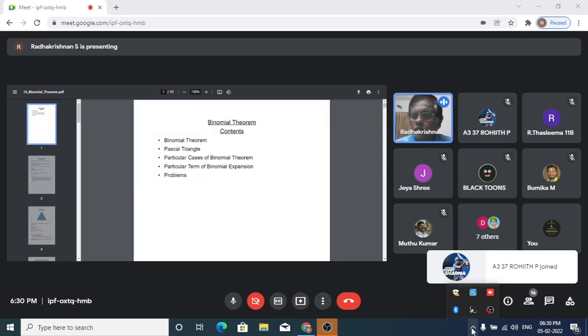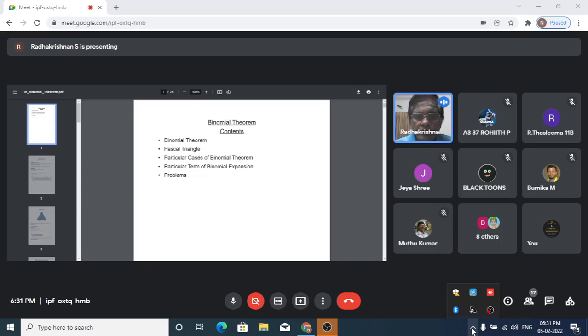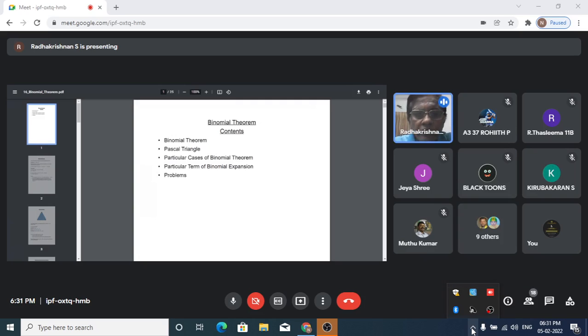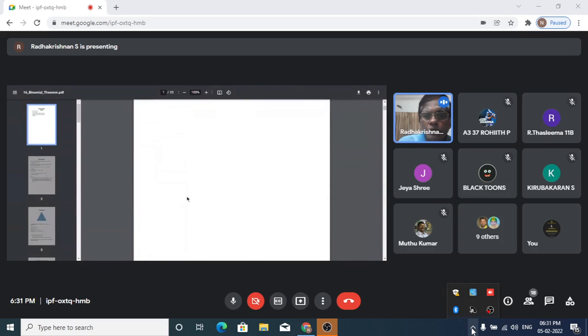Okay, so let us get started. It's 6:30 now. Okay, so welcome children. So today's class is going to be about binomial theorem. So இதெல்லாம் தான் we are going to cover: binomial theorem as such, அப்புறம் Pascal triangle, அப்புறம் particular cases of binomial theorem, particular term of binomial expansion. So these things we will cover in about 15 minutes to half an hour. After that, we will do problems. So as usual, I have identified 10 problems. So we will work on those. Okay. So let's move on.